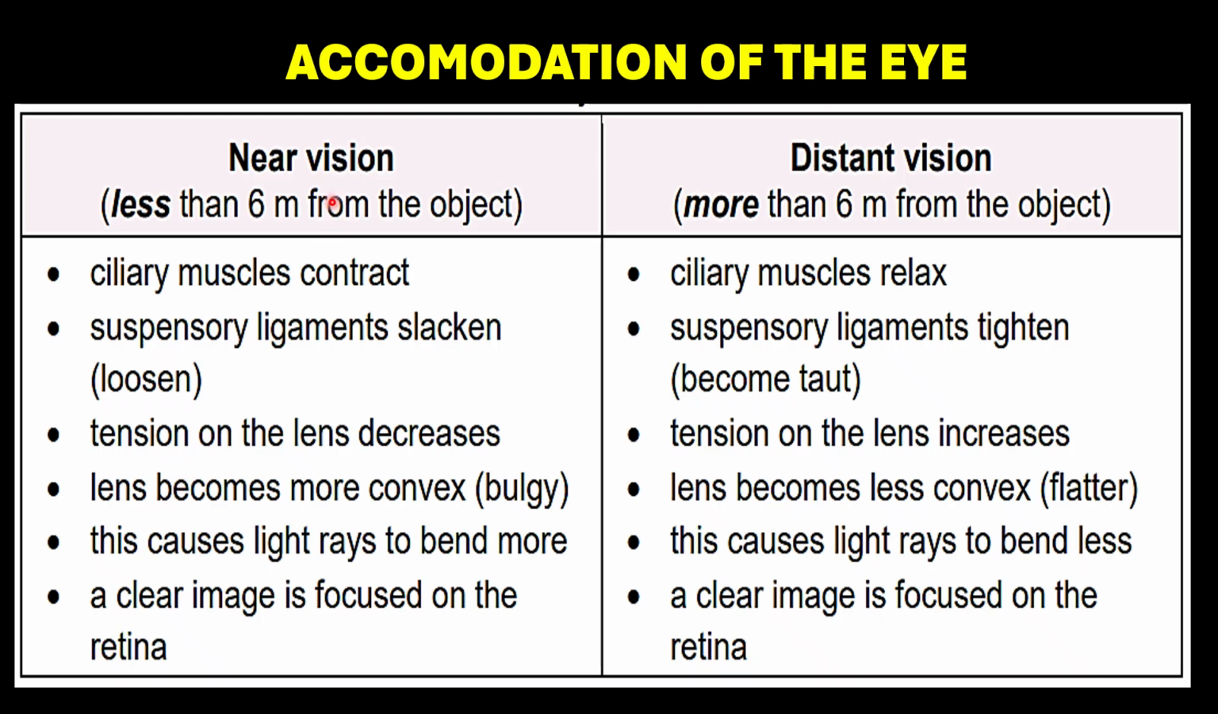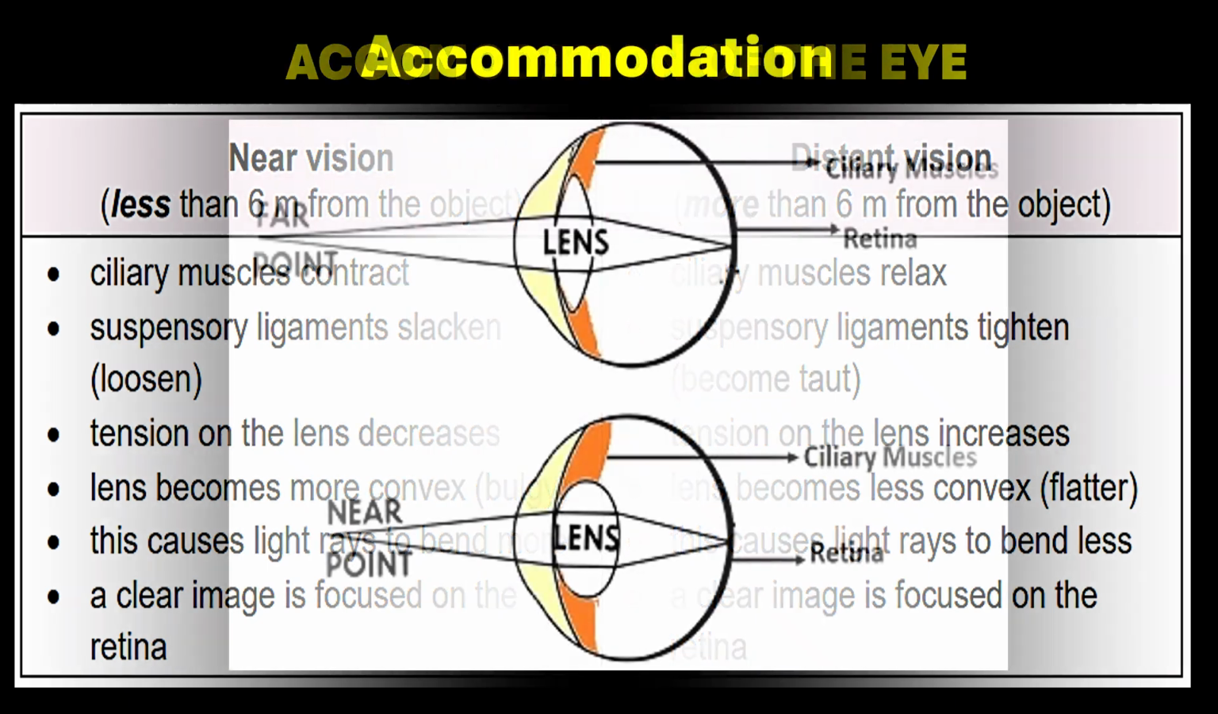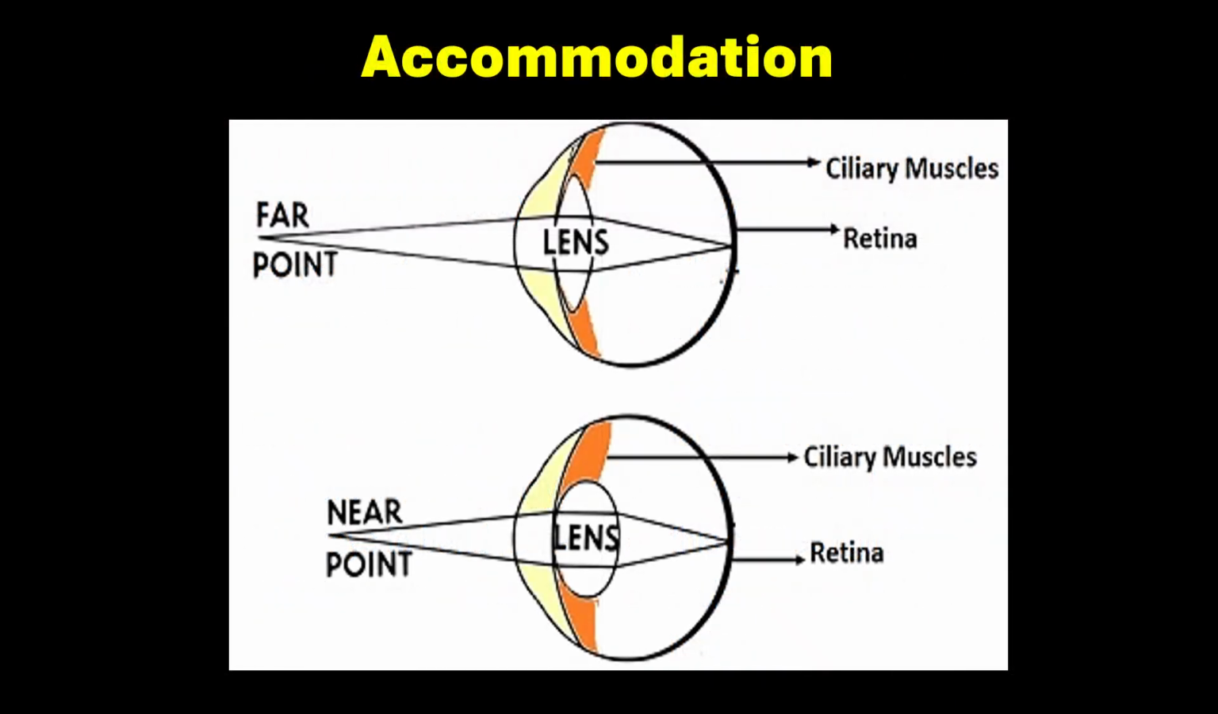So if you really want to be able to describe accommodation, master one side, know it very well, and then if the question is about near vision, then you write it. But if the question is about distant vision, write the opposite. This is also another way of demonstrating accommodation of the eye. So you have to look at the lens and then look at how it behaves during a near vision and a far vision. Check the ciliary muscle as well, since it's supposed to contract and relax.